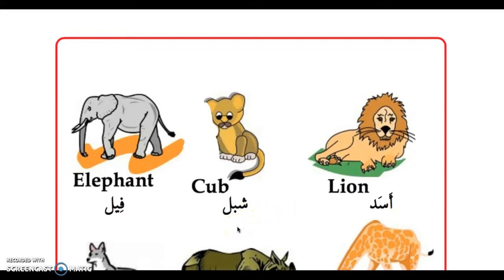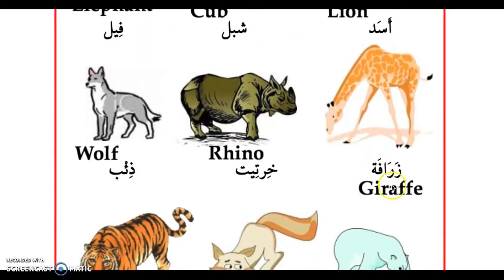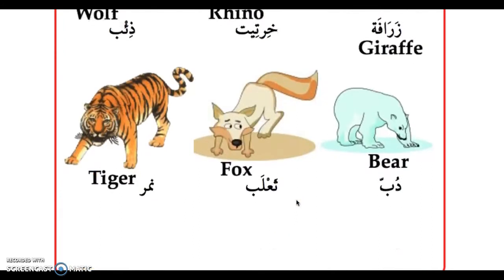شبل, شبل. فيل, فيل. زرافة, زرافة. خرتيت, خرتيت. ذئب, ذئب. دب, دب.